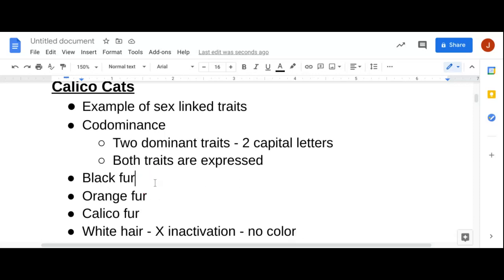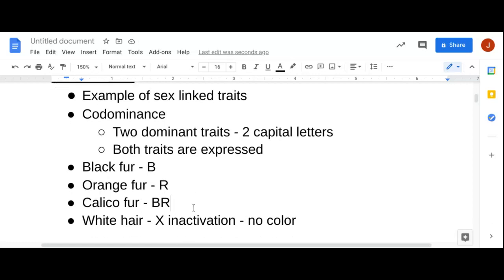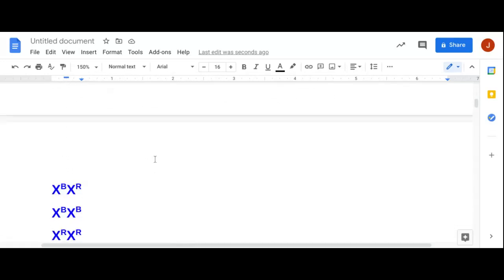Black fur is going to be represented by a B. Orange fur, instead of using O, we're actually going to use an R for this. So calico fur is going to have 1 B and 1 R. Again, codominance. They both are displayed. They're both going to show up. Of course, this is not how you would properly write a sex-linked trait. This is just for example because it's hard to type on Google Forms.